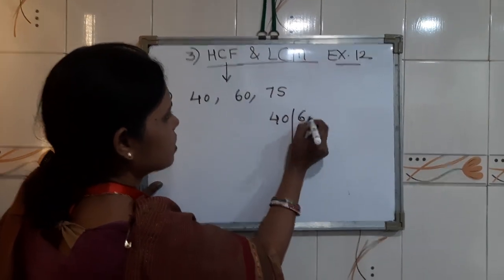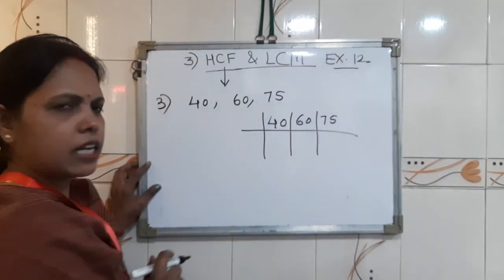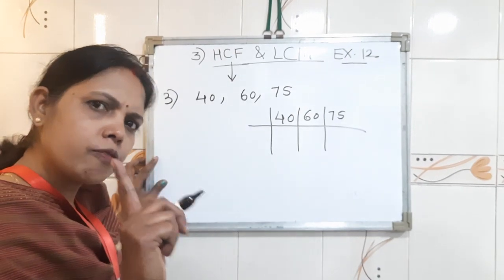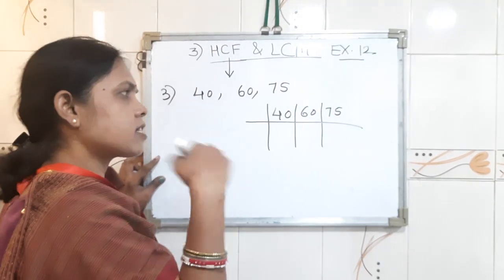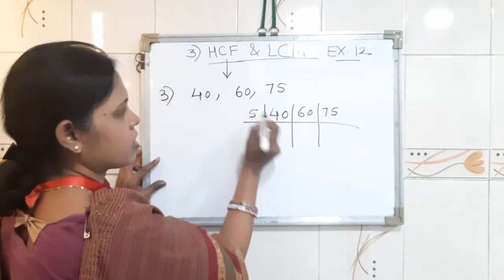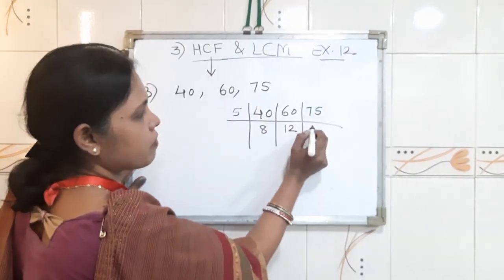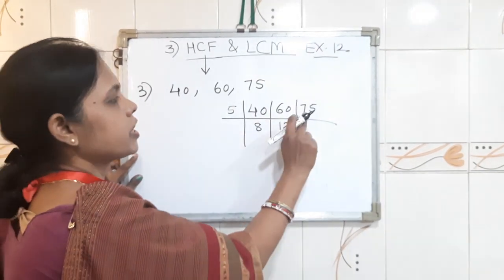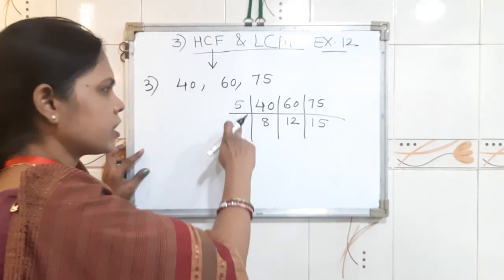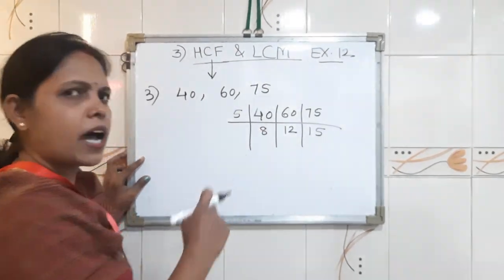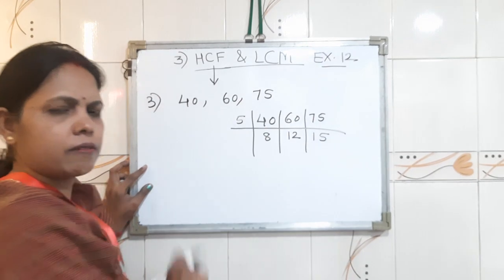40, 60, 75. For all these three numbers, we will find out only one prime number which divides all these three numbers. And such a number is 5. 5 8s are 40, 5 12s are 60, and for 75, 5 1s are 5, then 5 5s are 25. Now, in this way, we will find the next prime number which divides 8, 12, 15 together.